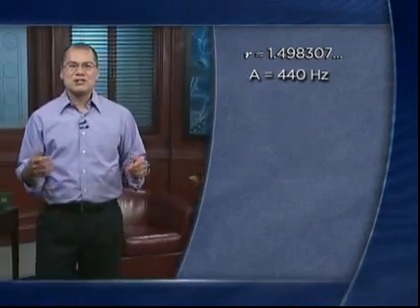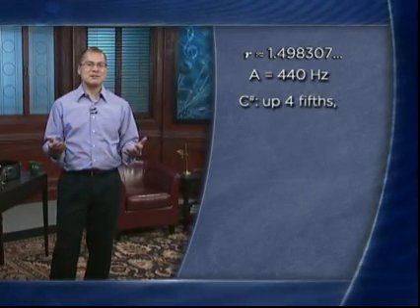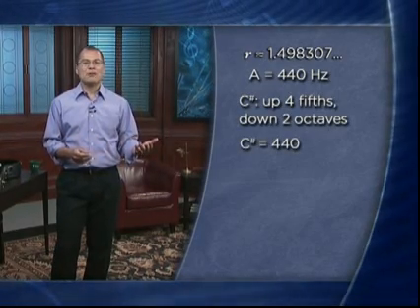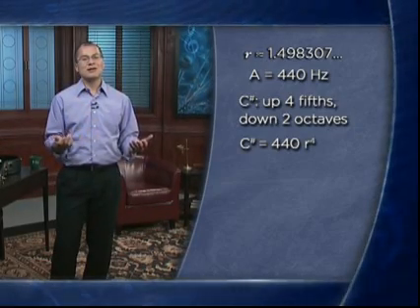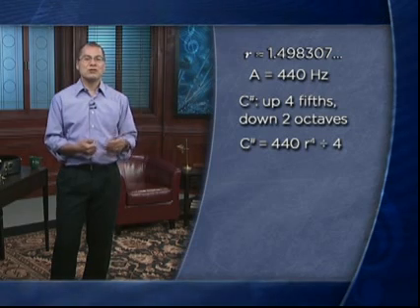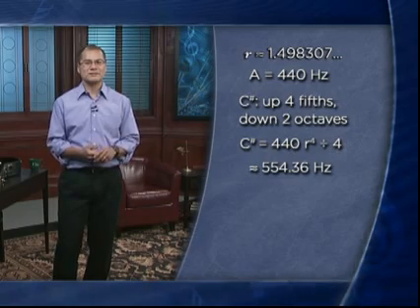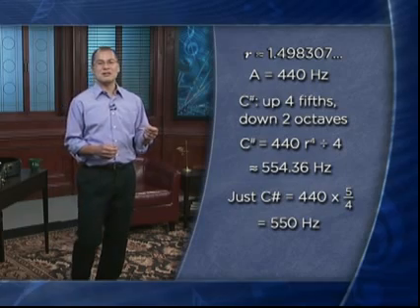So let's use this number to construct a scale. We're going to start again with a 440 Hertz A, and now we're going to find the other notes. And I'll just walk through one example. If we want to find our C sharp, remember that's up 4 fifths and then down 2 octaves. And so we would take our 440 Hertz A, and we would go up 4 fifths. That's our key number r raised to the 4th power. And then down 2 octaves would mean dividing by 4. And when we do that calculation, we get 554.36 Hertz, roughly.